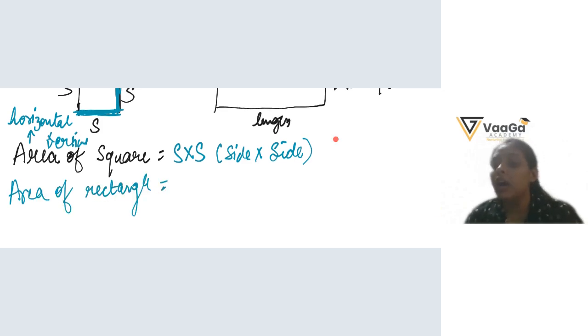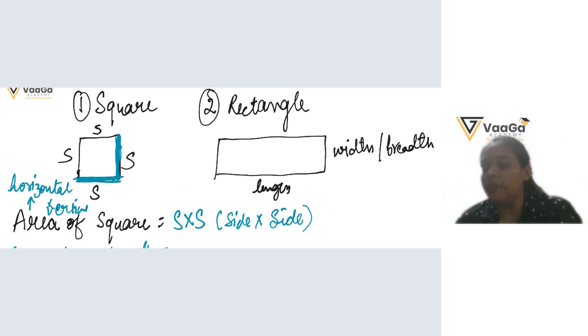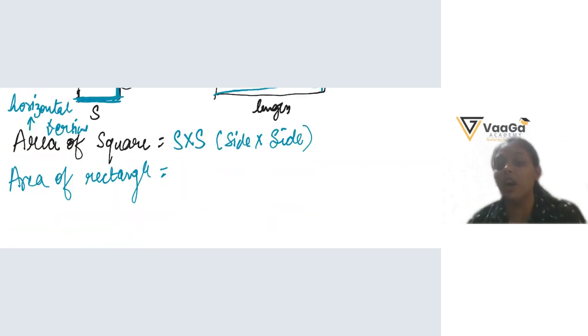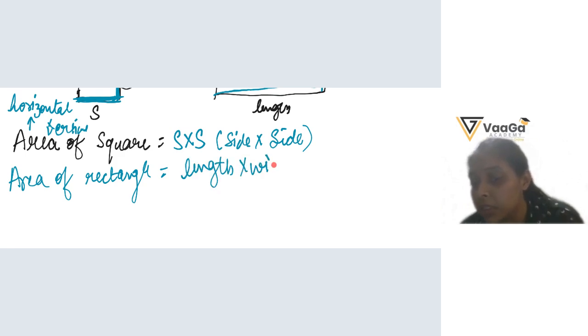Yes, ma'am. And similarly, if I need to calculate the area of a rectangle, now you will tell me in this, which one is the horizontal side? Length is the horizontal side or width is the horizontal side? Ma'am, length is the horizontal line. Right, length is the horizontal side and width is the vertical side. Yes, ma'am. So can I say that the area of a rectangle will be length times width? No, ma'am. Yes, ma'am.